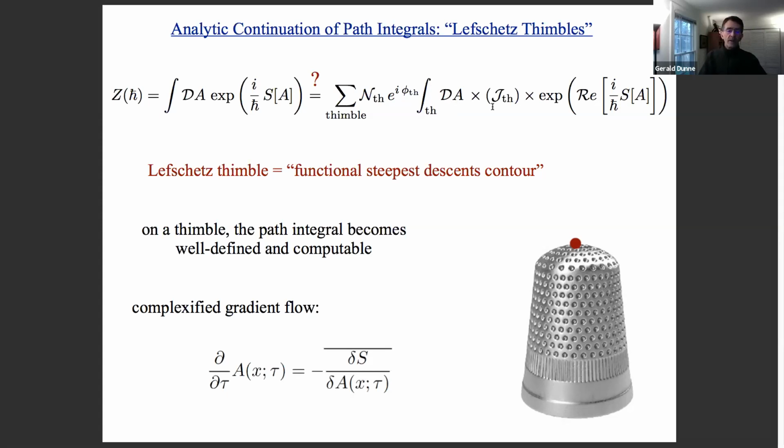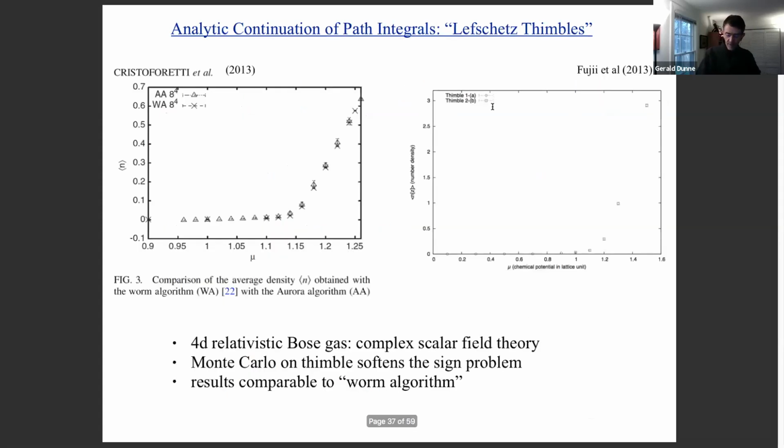And try to do this numerically. So there were a couple of extremely interesting breakthrough papers in applying this idea quite a long time ago now, using the example of the four-dimensional relativistic Bose gas, which is a complex scalar field theory. It has a sign problem. And they used this idea just looking at the simplest possible thimble in this case. And already here, there's some progress that actually you can see the phase transition.